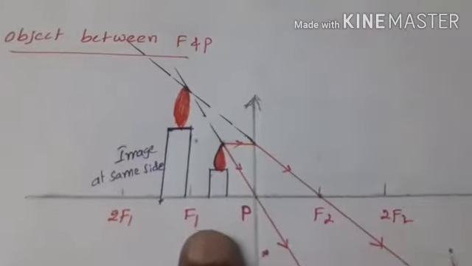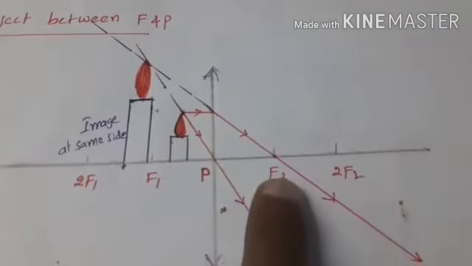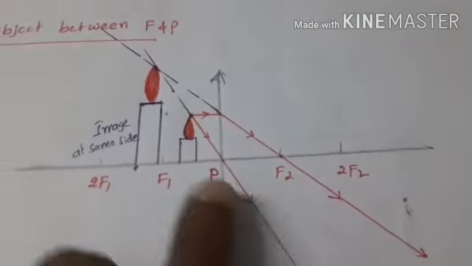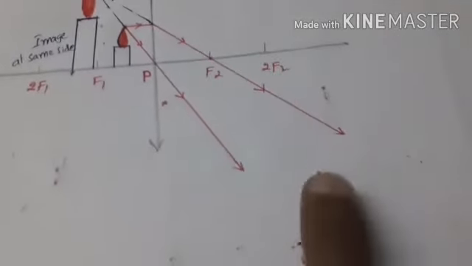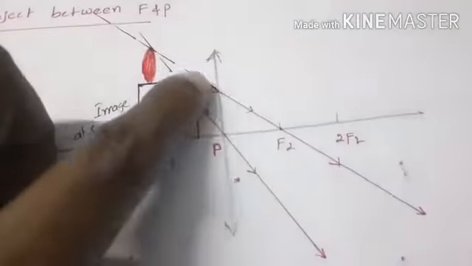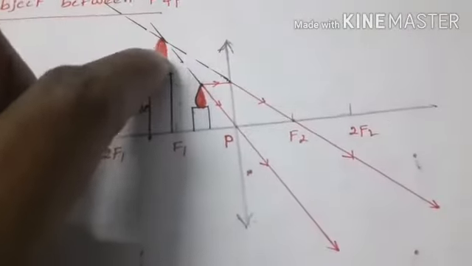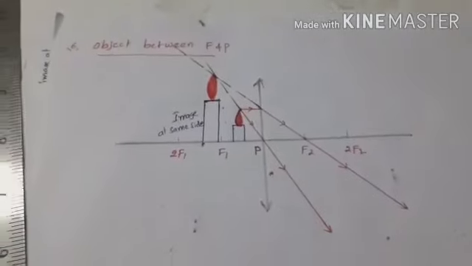So object between pole and focus. This is the parallel ray. It converges at the focus, and this is the ray passing through the pole, which is undeviated, but we can't get any image here. So we draw an imaginary line. So here you can get the image on the same side of the lens. So these are the ray diagrams.